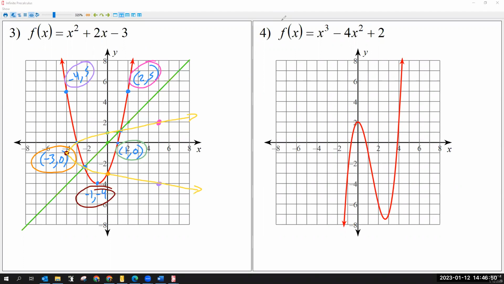You'll see it is in fact symmetrical. My red one and my yellow one are still symmetrical about that green line. It's just a little weird because it crosses. Okay, go ahead and try numbers 4, 5, and 6.